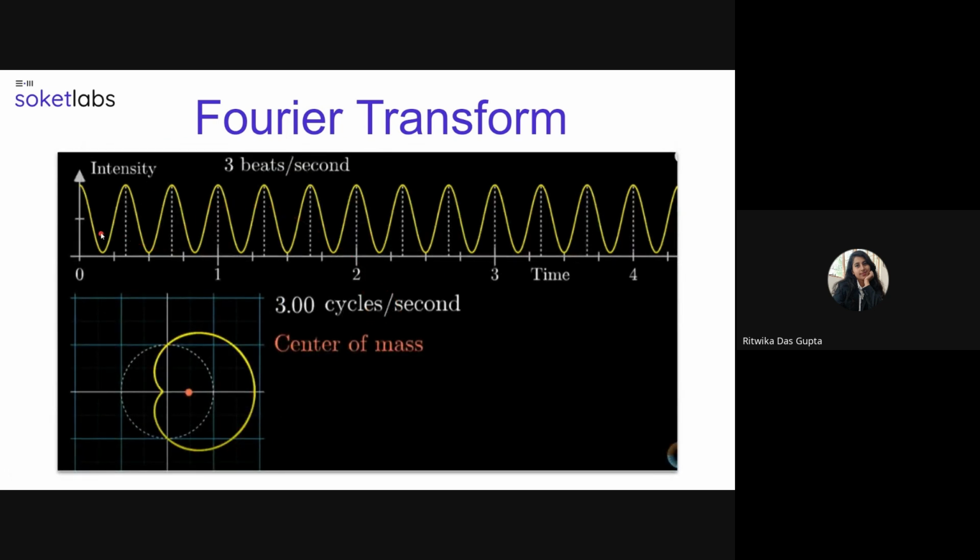So what we do is, when the rotating vector keeps oscillating in this particular graph at a higher speed, slowly this oscillation becomes such that it matches these 3 cycles per second and 3 beats per second. When the matching happens, the graph looks somewhat like this.